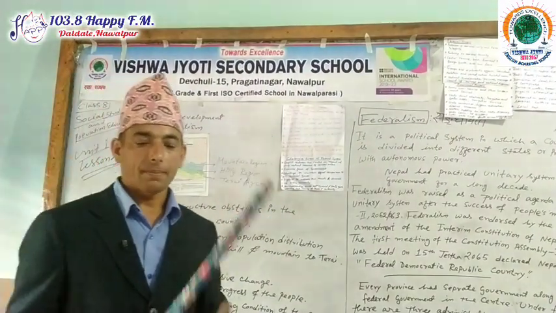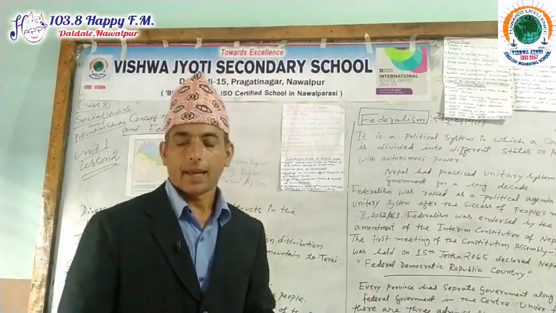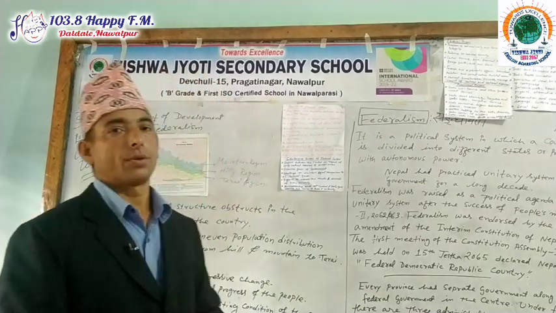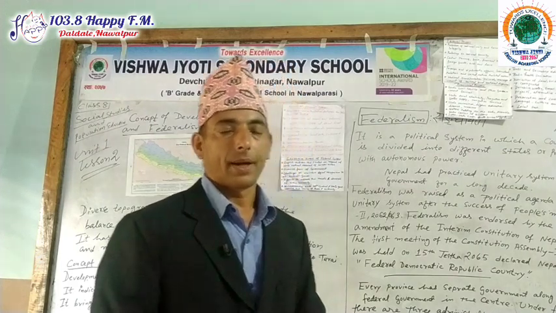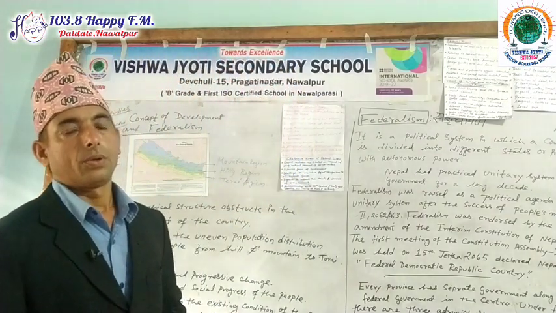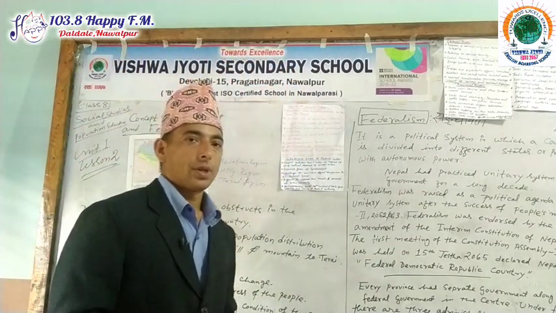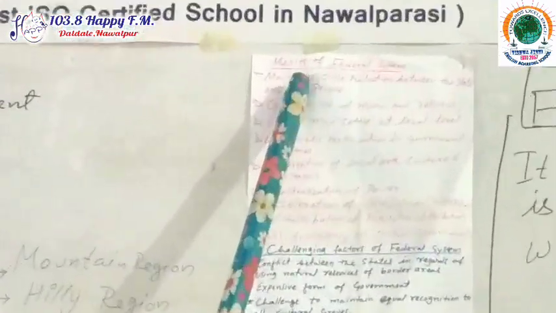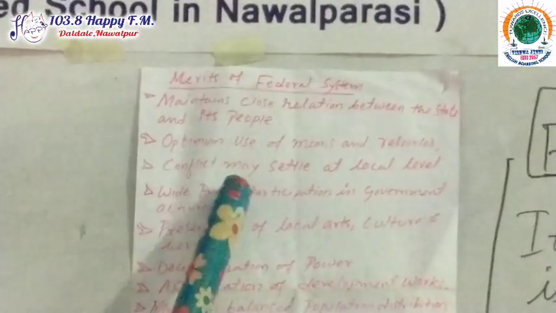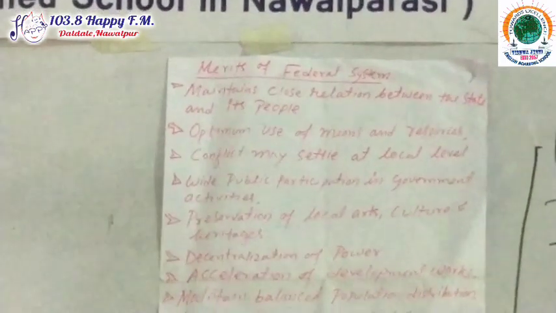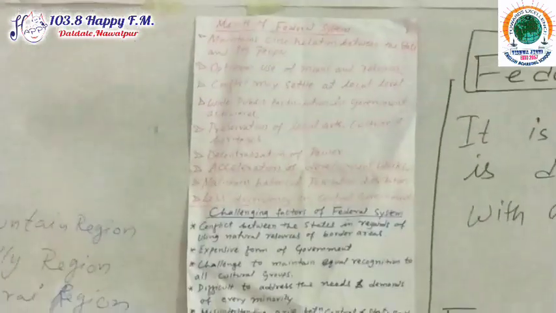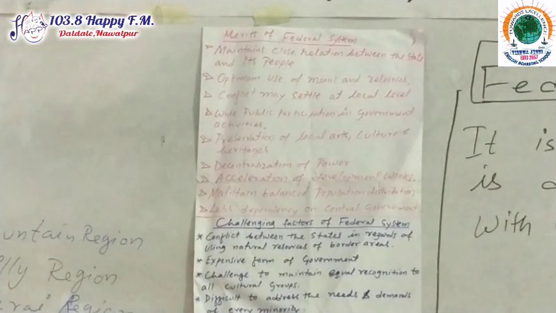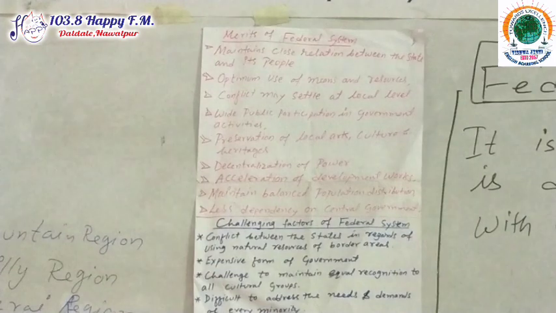Every work has some merits and demerits. Like this, the federal system of government also has some merits, advantages, and some disadvantages. Let's look at what the advantages in the federal system of government are. Some merits are highlighted here. Point number 1, advantages: maintains close relation between the state and its people. Federal system of government maintains very close relation between the states and its people.